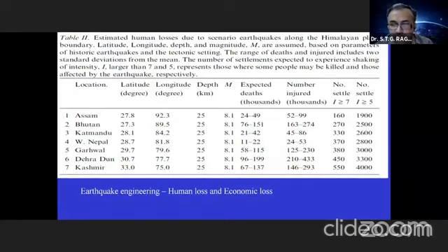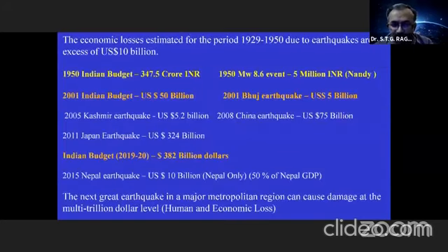So, which means the losses are going to be very huge if there is an earthquake right now. This is basically due to industrialization, the population increase, and the growth of mega cities, and so many other issues. And now I'm also showing you this very important slide.